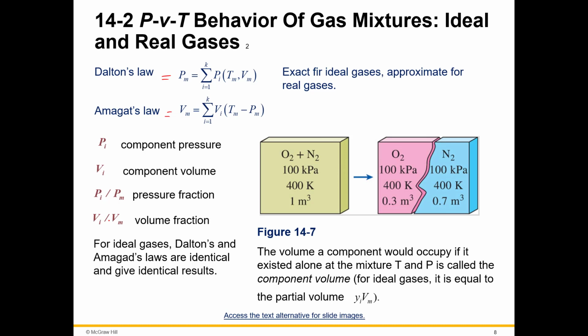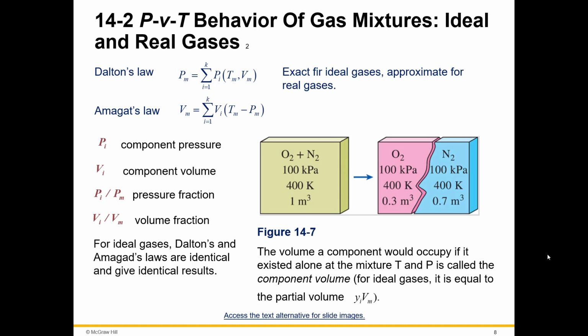And so then here, exact for, I think that's supposed to be 4. Let's change that. Exact for ideal gases, and then it's approximate for real gases. So we are able to get it exactly for ideal gases, but it gets pretty close for real gases. And then the volume a component would occupy if it existed alone at the mixture T and P is called the component volume. For ideal gases, it is equal to the partial volume.